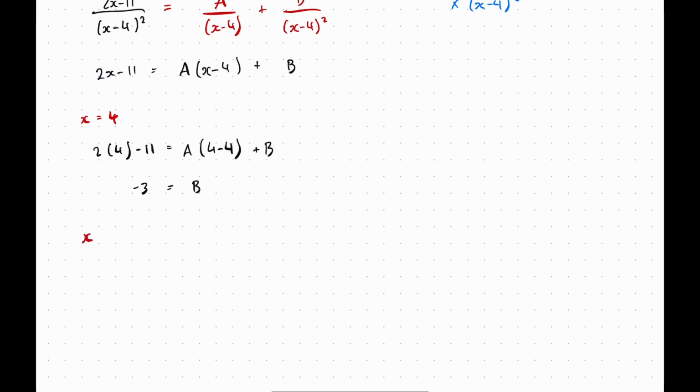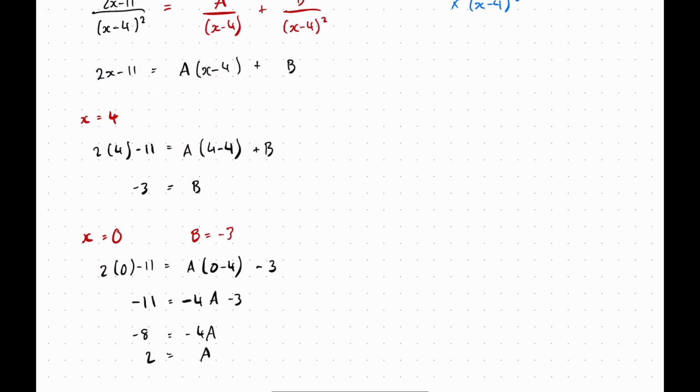The general rule of thumb is to substitute in x equals 0 if you're substituting in a random one, because it makes the x terms disappear. So we're going to put in x equals 0, but we're also going to include b is equal to minus 3 in the equation. So we've got 2 lots of 0 minus 11 is equal to a lots of 0 minus 4 minus 3. That gives us negative 11 is equal to minus 4a minus 3, which is negative 8 is minus 4a, so a is equal to 2.